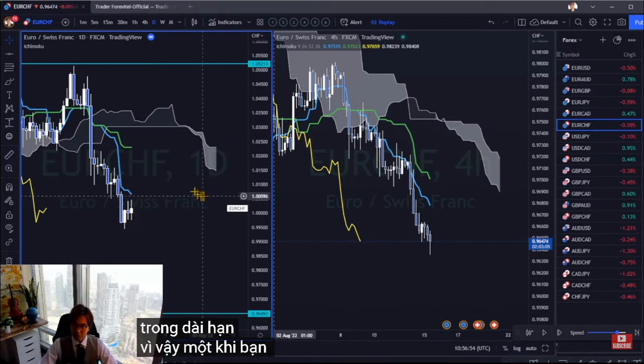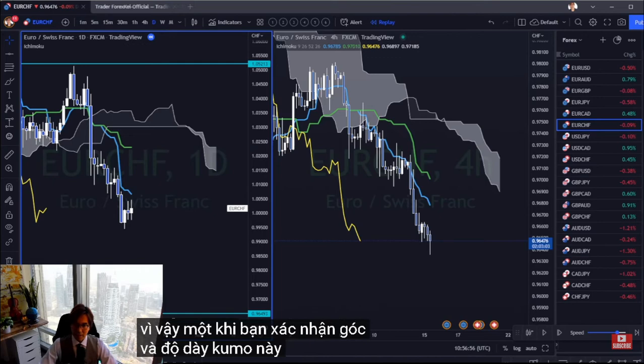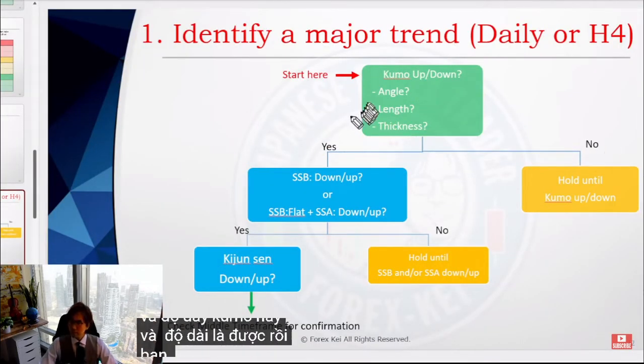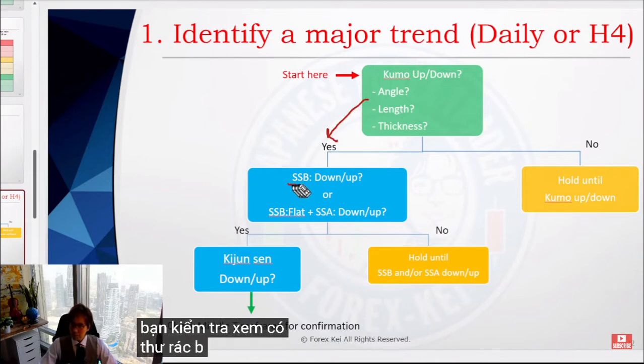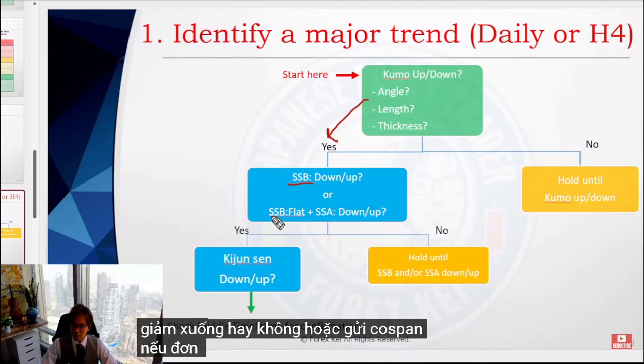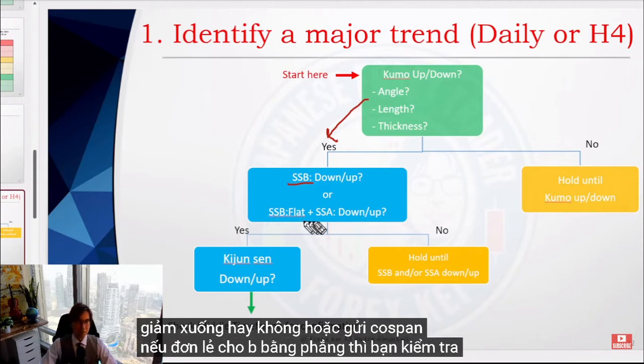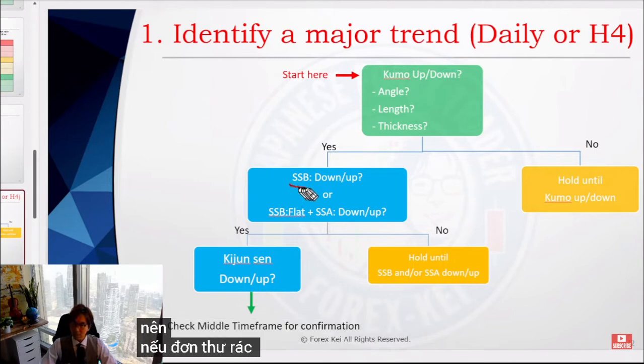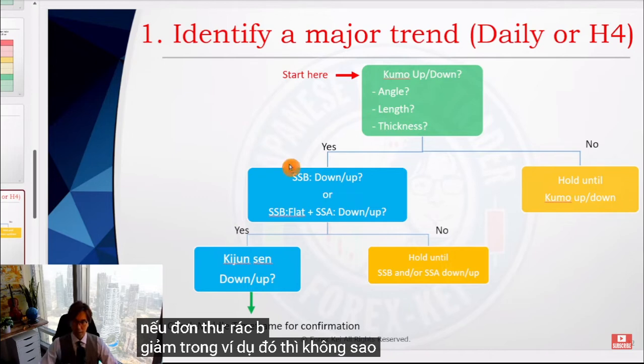So once you confirm this kumo angle and thickness and length are okay, then you check if Senko span B is down or up. If Senko span B is flat, then you also check whether Senko span A is down or up. So if Senko span B is down in that example, then it's okay.